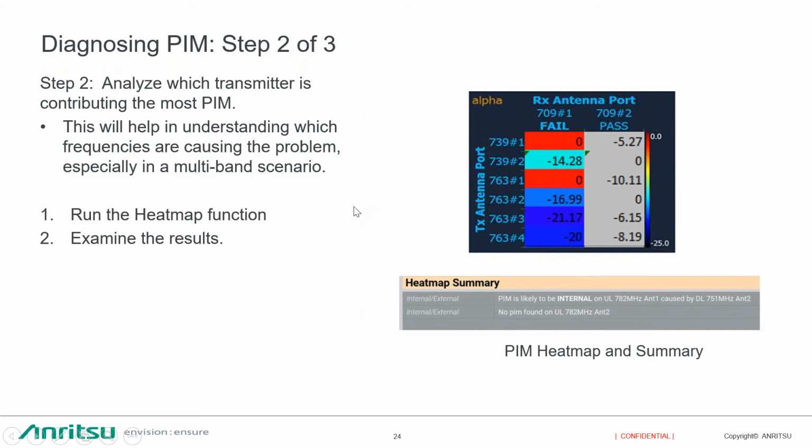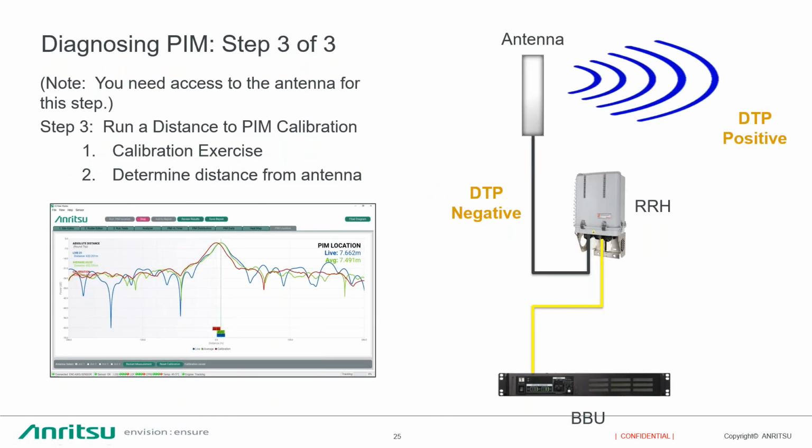So that's step 2. Now we've answered a couple of different questions, right? We've answered the basic questions about PIM. We've answered which transmitters. And then you can go to a 3rd step. The 3rd step is doing a distance to PIM analysis. Now this step, you do need access to the antenna. So whether you need a tower crew or you can climb up onto the roof, you need to attach the PIM diode or a PIM source right onto the antenna and do a calibration exercise. After that, you can redo the analysis with the high power turned on at the radio head and determine whether your distance to PIM is positive or negative and what the exact location is.